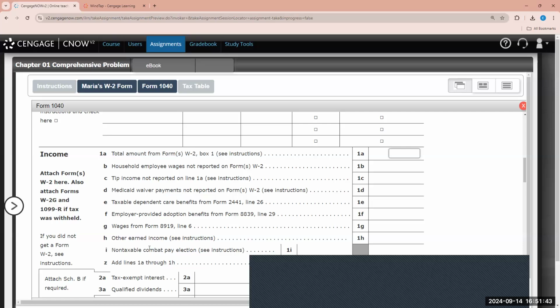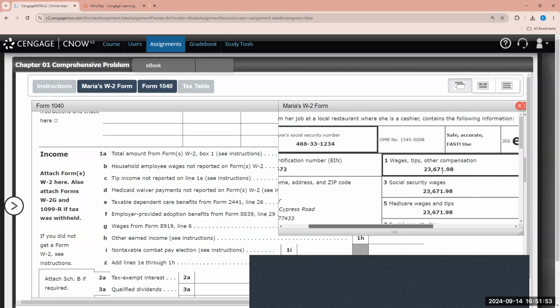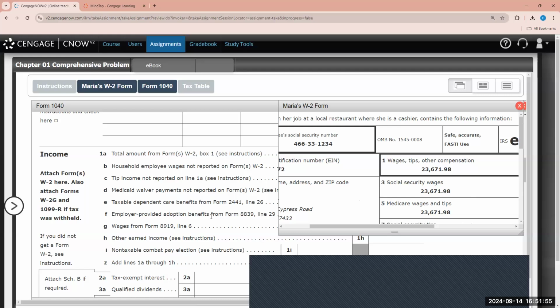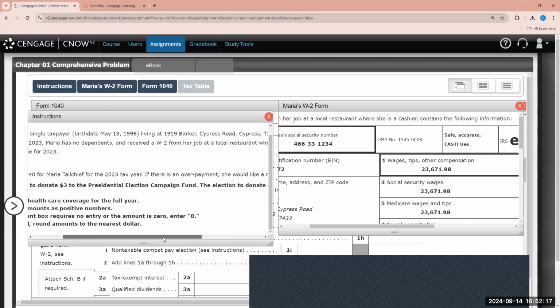This essentially lists all of the various types of income, right? So in this case, we go back to the W-2 and we see here the total wages, tips, or other compensation is $23,671.98. Depending on the tax software you use, some will allow you to input the 0.98, but for the most part, most tax software will round it up. So once you enter it into the program, it'll be 23,672.